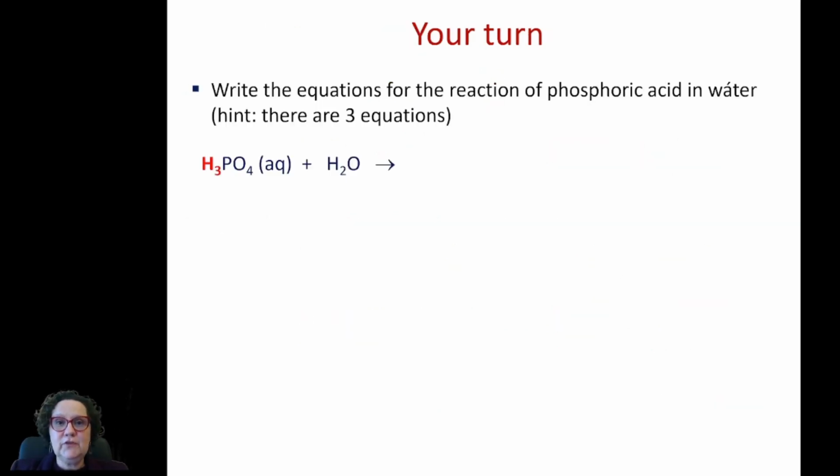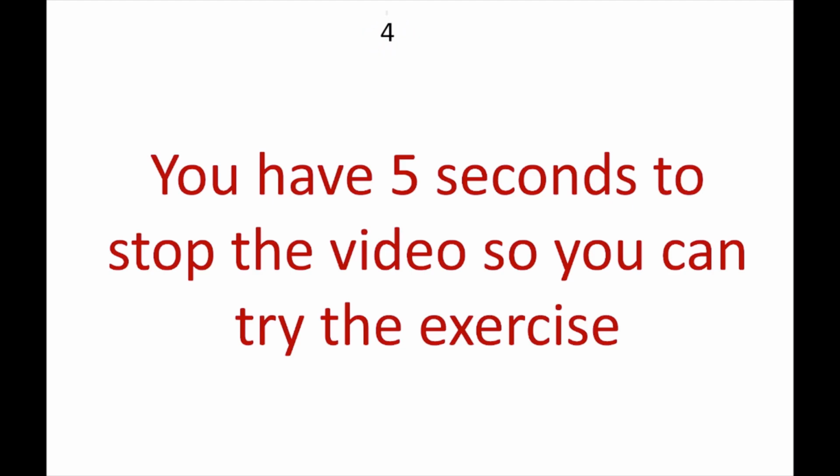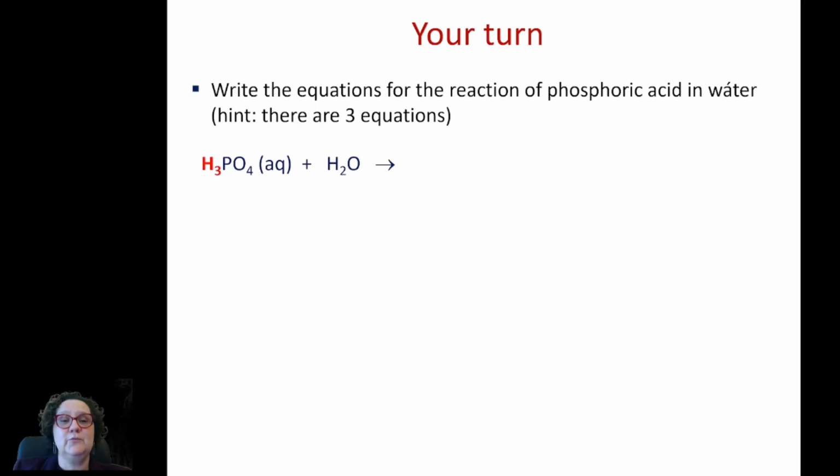So I'm going to ask you to stop the video now and have a go at this exercise. This is the compound phosphoric acid, and it has 3 hydrogens, so it can behave as a triprotic acid. It has 3 hydrogen ions that can be donated. I'm going to ask you to stop the video and write down the 3 equations that would show how the phosphoric acid donates the 3 hydrogen ions, one by one, to 3 different molecules of water. So stop the video now, please. I hope you had a go at the exercise.